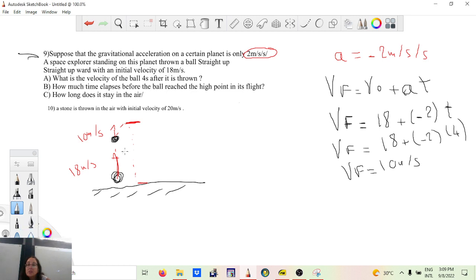So we are in the situation, that's A, that's B. So we want to find the delta y. What do we know about that highest point here? Very good, the final velocity equals zero.